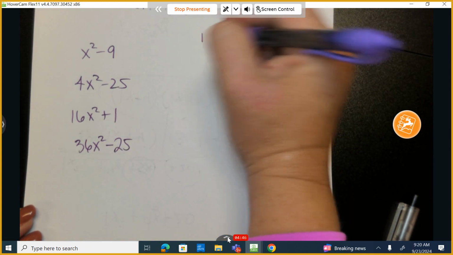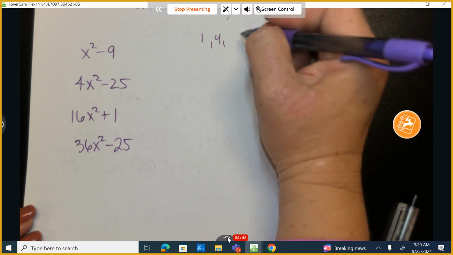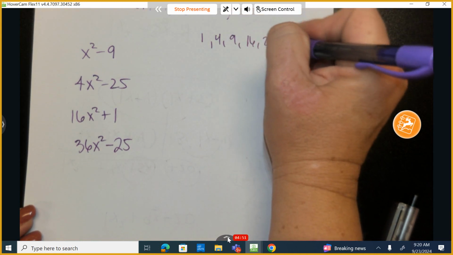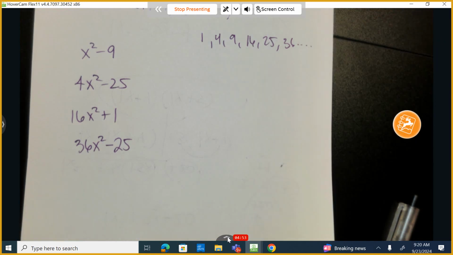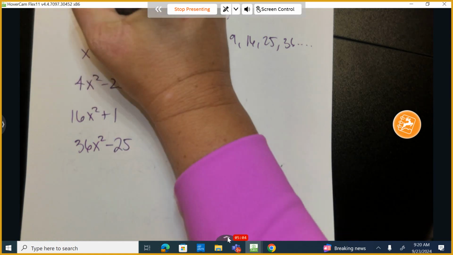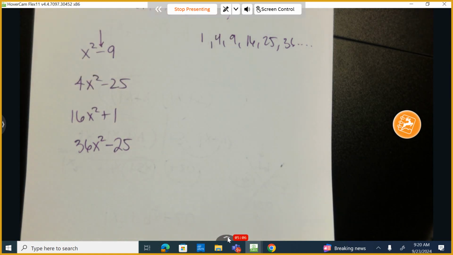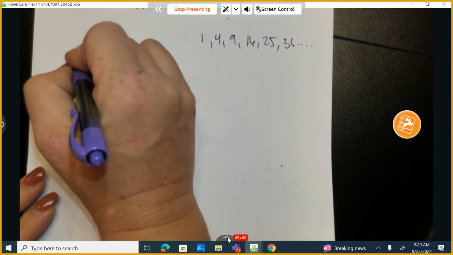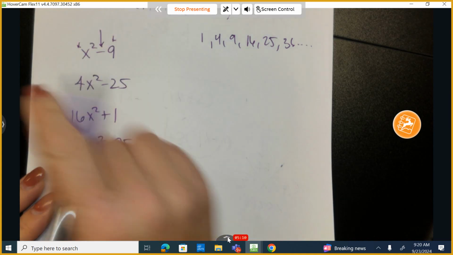Okay, perfect squares: 1 times 1, 2 times 2, 3 times 3, 4 times 4, 5 times 5, 6 times 6, and so on. These are all examples of expressions in which we can quickly factor using the concept of difference of squares. Now, in order to do this, one thing has to happen. We have to have subtraction in the middle, otherwise we can't use this. And we have to have a number in front and a number in back that are perfect squares.